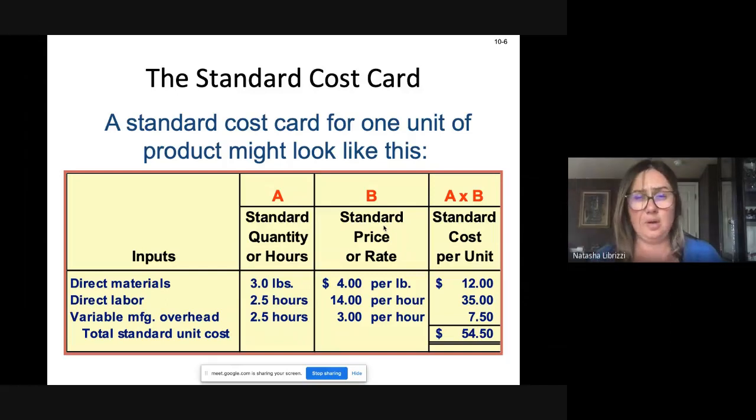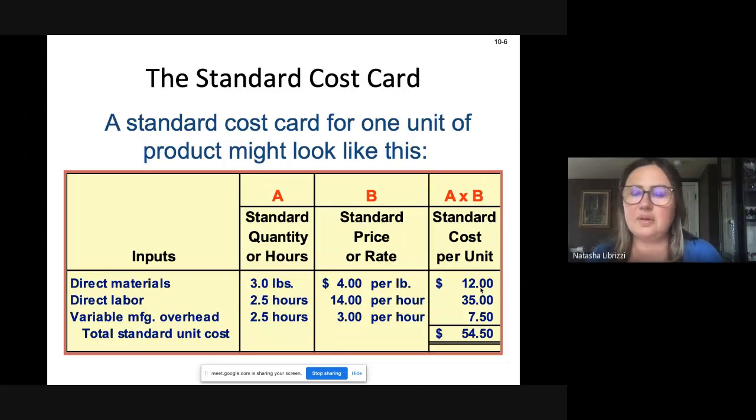So this is what we know: standard quantity in hours to make a product for direct material. This is just an example of a standard cost card. 3 pounds, and we have $4 per pound. That would be a standard rate. So this is all standard. This is something we established. So standard cost per unit would be about $12. And you can hold off writing this down because our example has a different company.